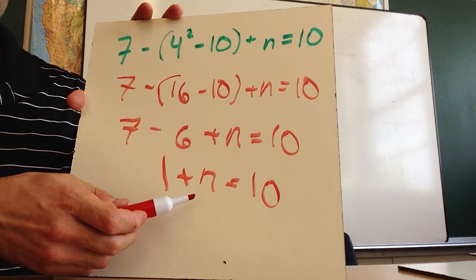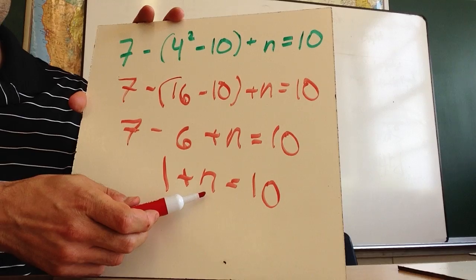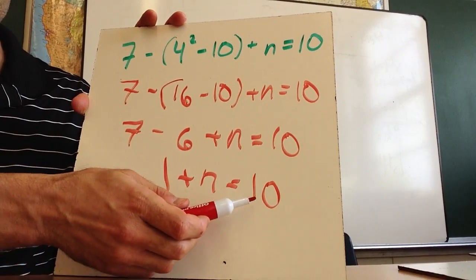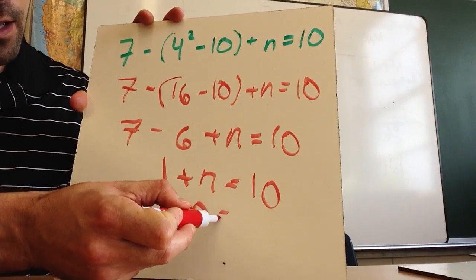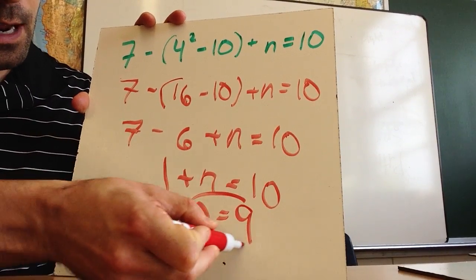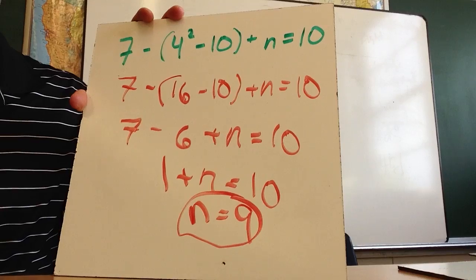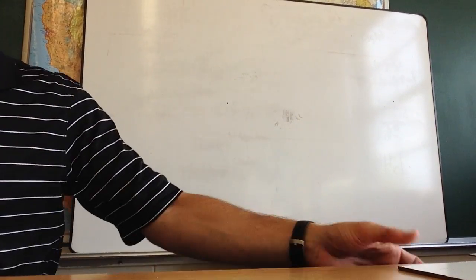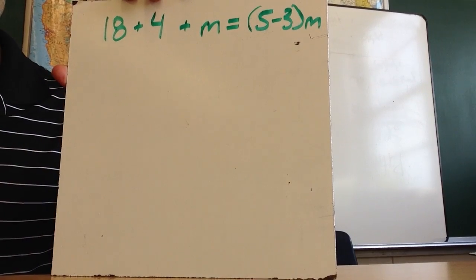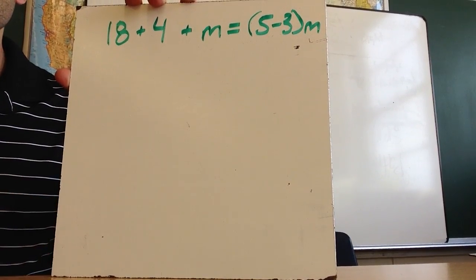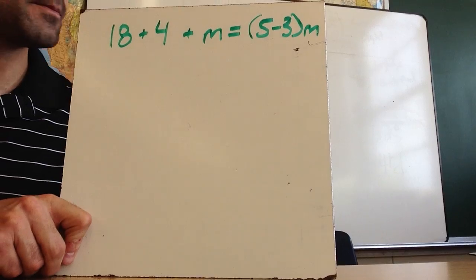Now some of you may know what the answer for n is. 1 plus something equals 10. If not, you could subtract 1 from both sides, and you should get n equals 9. Now I'm going to have you practice one. Please pause the video at this time to practice this problem.